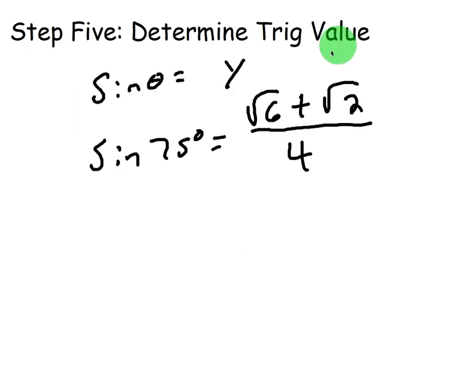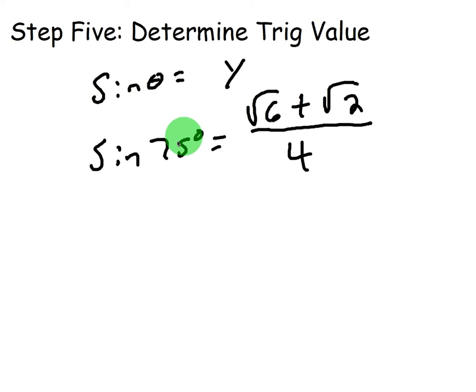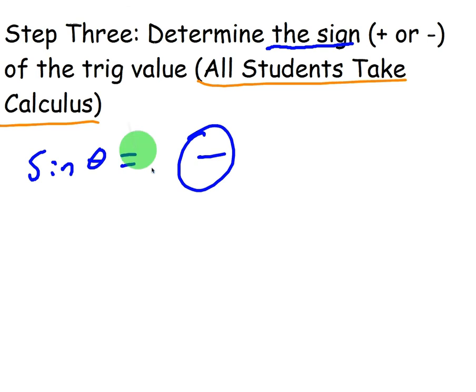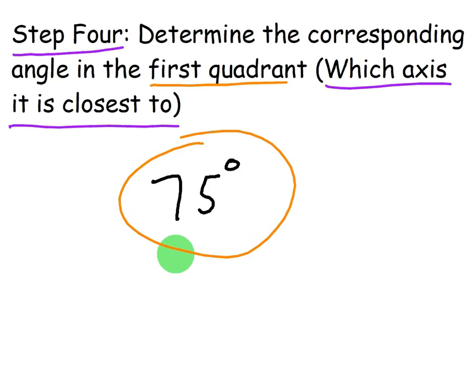Okay, step 5 is determine the trig value. So I know that sine of 75 is square root of 6 plus square root of 2 over 4, but I just showed that sine must be negative there. So really all I'm going to do is take that value at 75 and multiply it by negative 1. So for step 6, you're going to multiply by the corresponding sign from step 3. If you look at step 3, we knew that it was negative because it was in the fourth quadrant. So we're going to take this y value in the first quadrant and multiply that by negative 1.